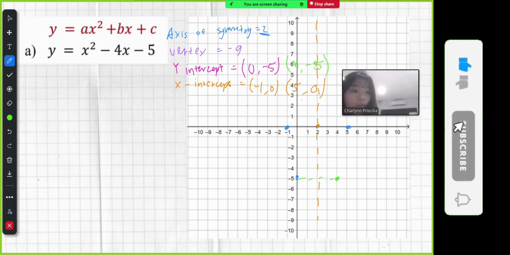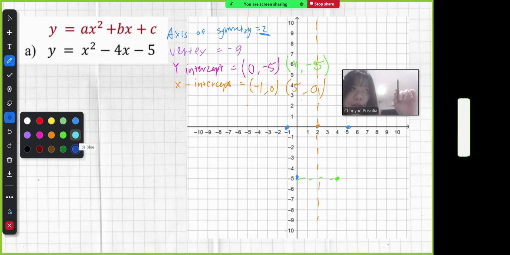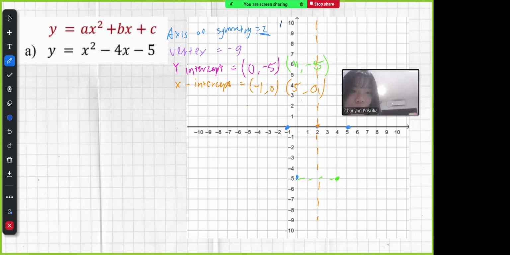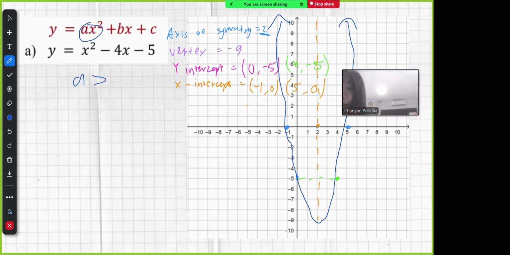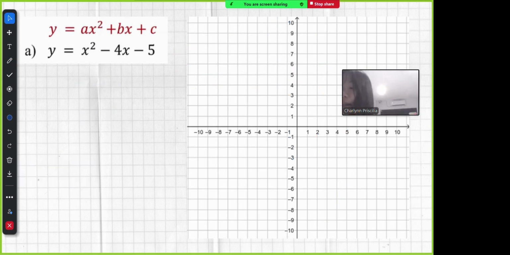There we go. And we can see here that the parabola will open upwards, as we can draw the line. I'm sorry for the shaky hands. It's going to be like this, right? Because our a is greater than 0. Our a was 1, so 1 is greater than 0, which leads us to the parabola opening upwards. Okay, so let's move on.